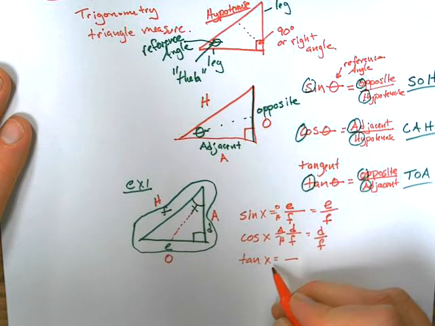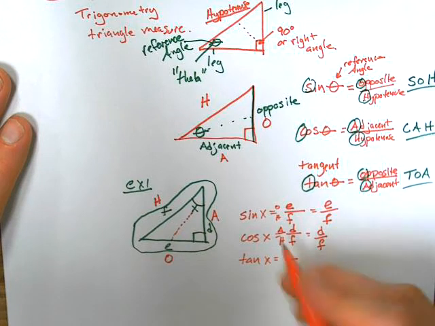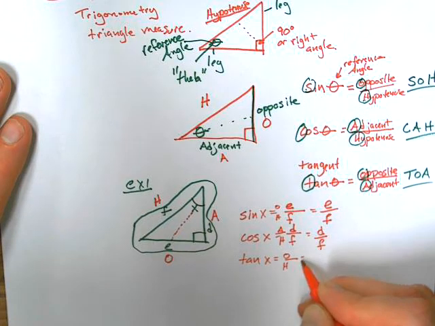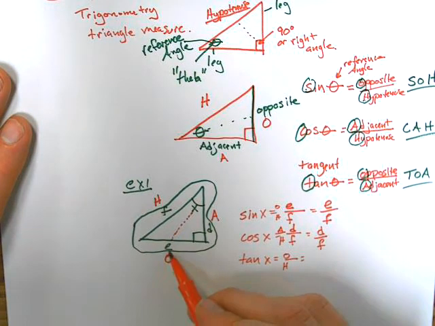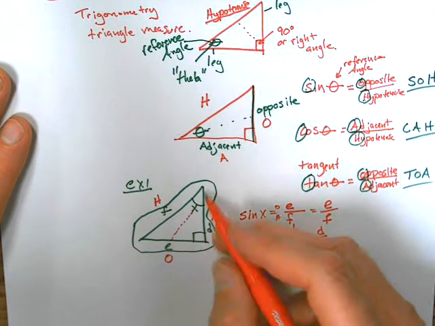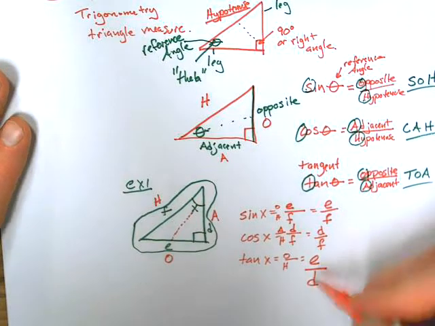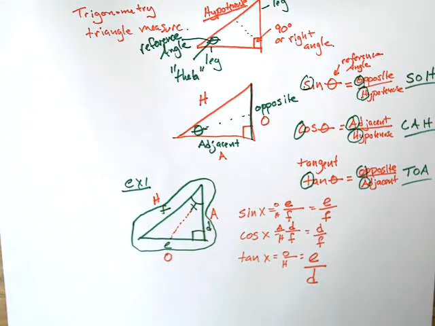And then tangent of x, that's TOA, right? That's going to be the opposite over the adjacent. In this problem, the opposite is E over the adjacent D. So these would be my final answers for finding the sine, cosine, and tangent.